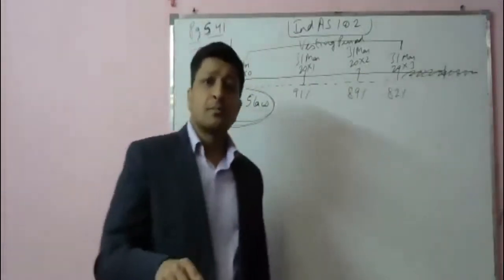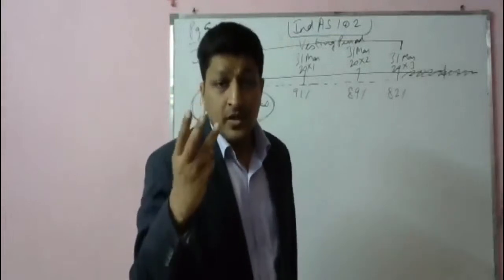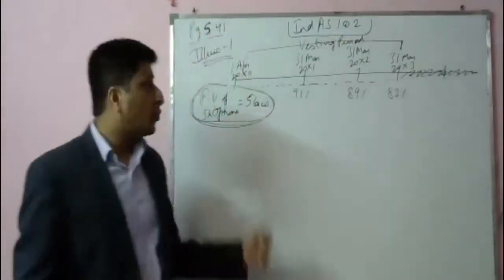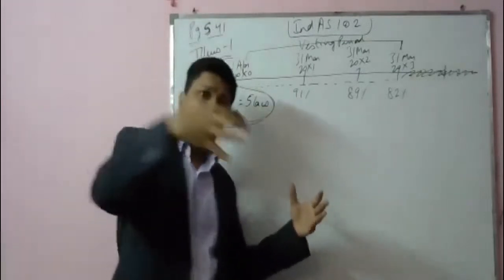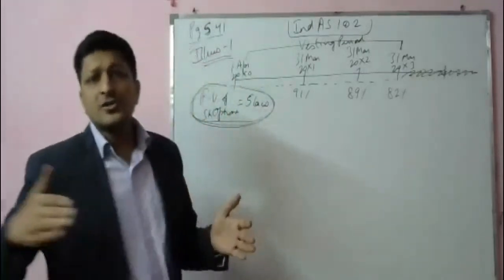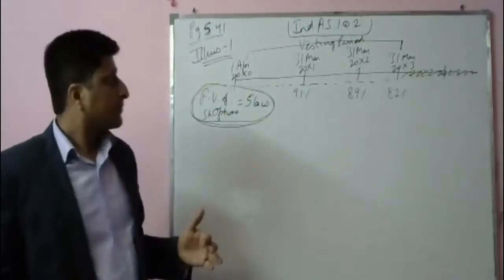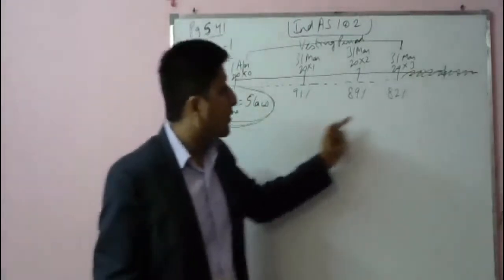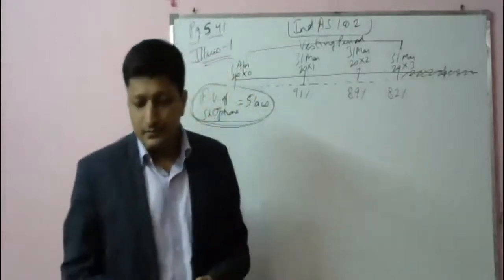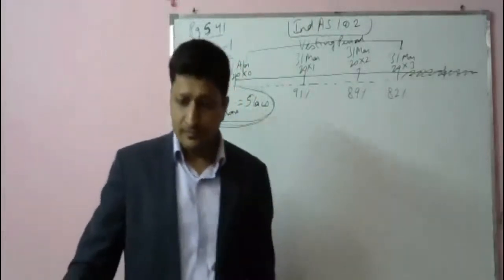Second option, because this cost pertains to 3 years, this cost doesn't pertain to only this date. Why? Because employees are rendering services and this cost is getting incurred. So that's why book this cost of 5 lakh over a period of 3 years. This is the second option.